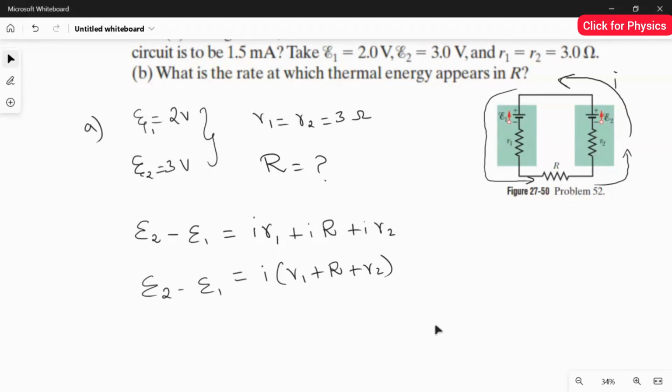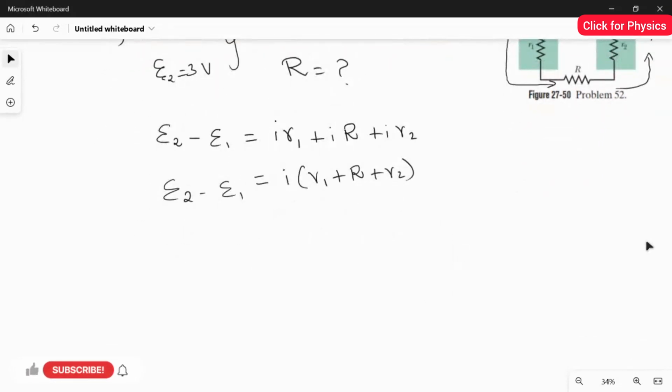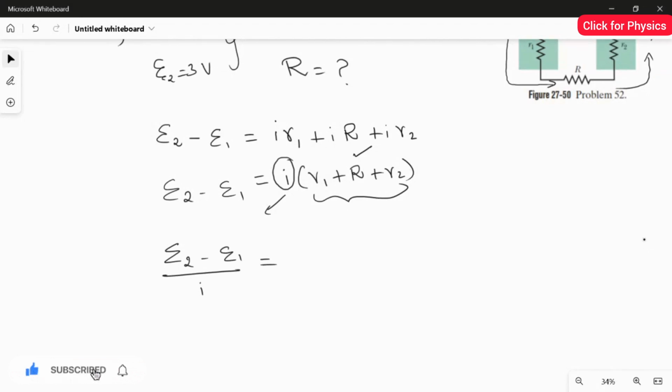Now if you see the left hand side and the right hand side, I'm going to move the current, because we are going to find the value of capital R. If you want to find the value of R, you have to keep this term here. I'm going to move only the current to the left hand side of the equation. By that, EMF2 minus EMF1 divided by current is equal to R1 plus R plus R2.